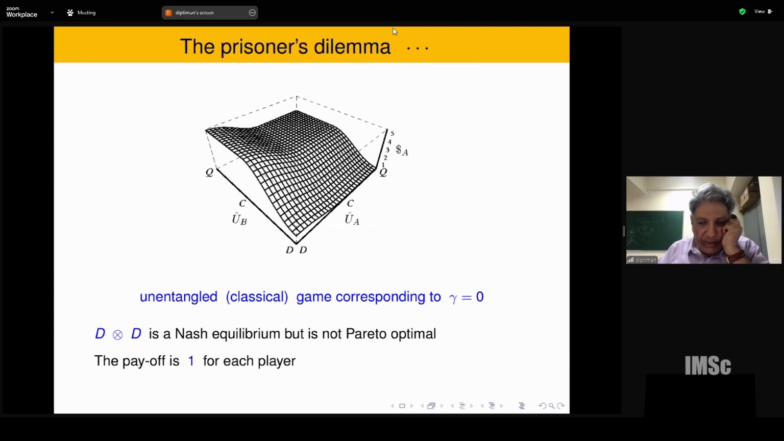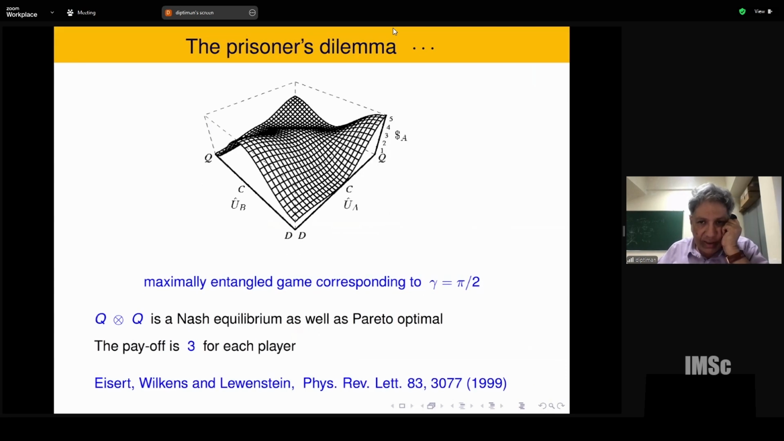But if you take an entangled initial state, so you choose gamma equals pi by 2, then it turns out there's a better strategy where they both use Q. So Q was one of the matrices that I pointed out. So if they both act on the initial state with Q, that's why it's Q times Q, Q for player A, Q for player B. And then the best payoff for player A is at this point here, where the payoff for each of them is 3. Okay. And this is the best payoff for both of them.